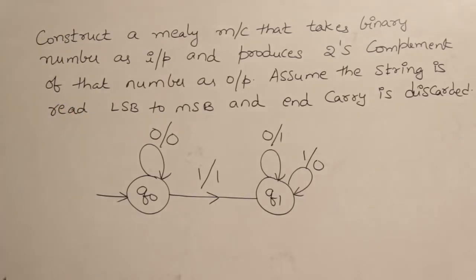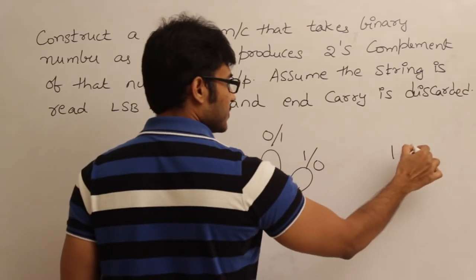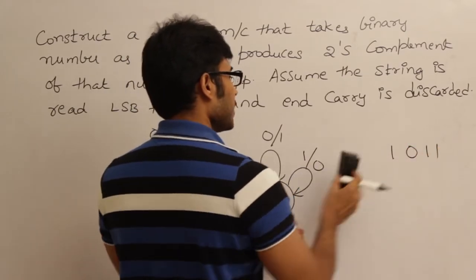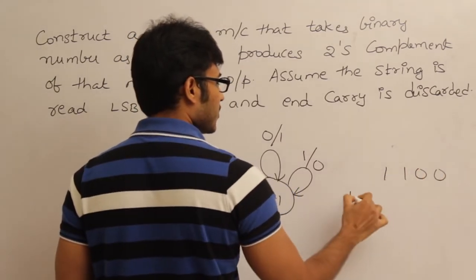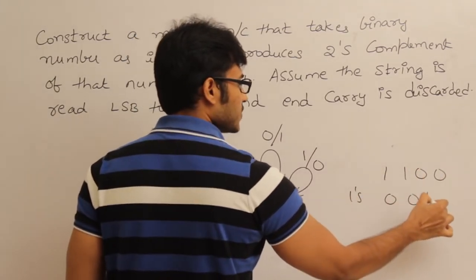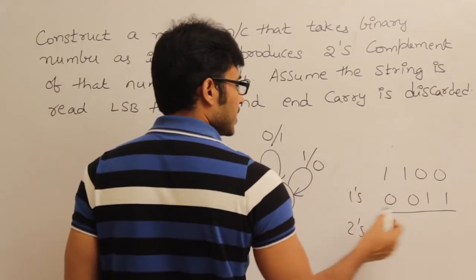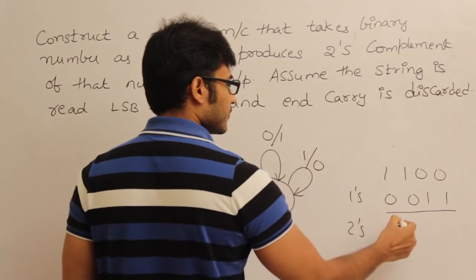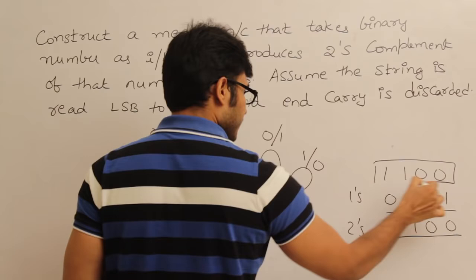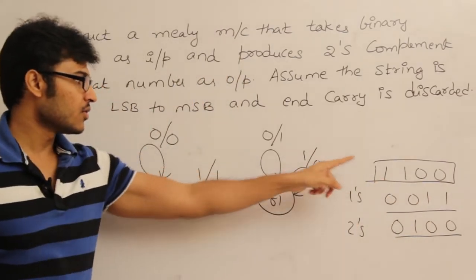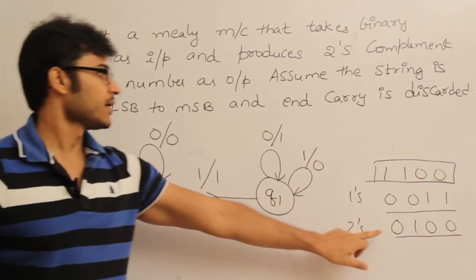So if I have to explain this, I'll take an example. Let us say the example is 1 1 0 0. What is the 1's complement of it? The 1's complement is 0 0 1 1, and the 2's complement is 0 1 0 0. So I'll take this number 1100 and give it to this Mealy machine automaton, and I'll get this output.